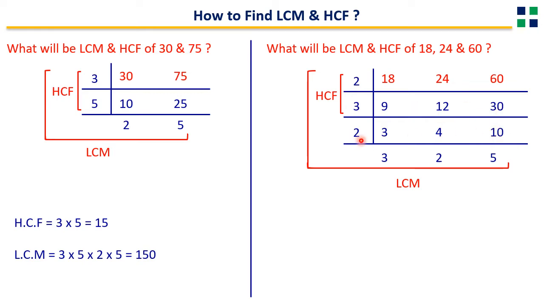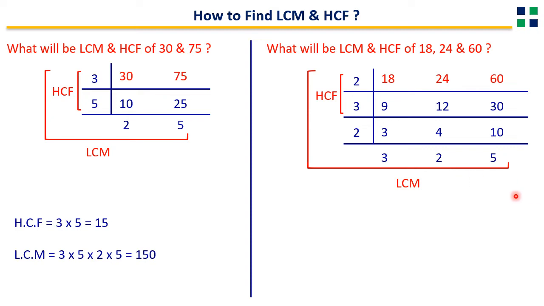Now further, there is no common factor for all three numbers, but for 4 and 10, there is a common factor called 2. If I divide 4 by 2, I get 2 here, and if I divide 10 by 2, I get 5 here. After that, I get three numbers as 3, 2 and 5, which are prime numbers. We know that the HCF of prime numbers is 1.